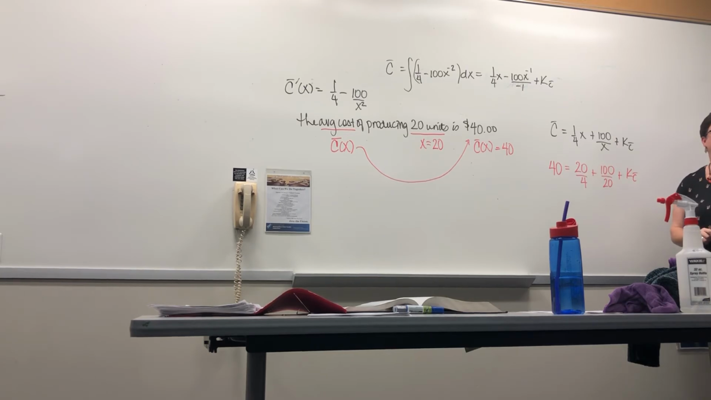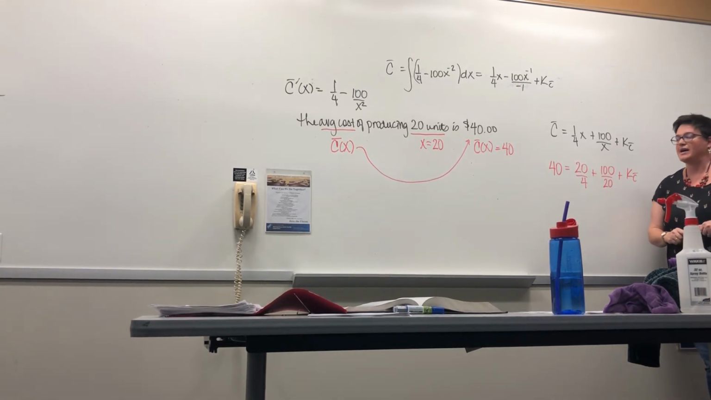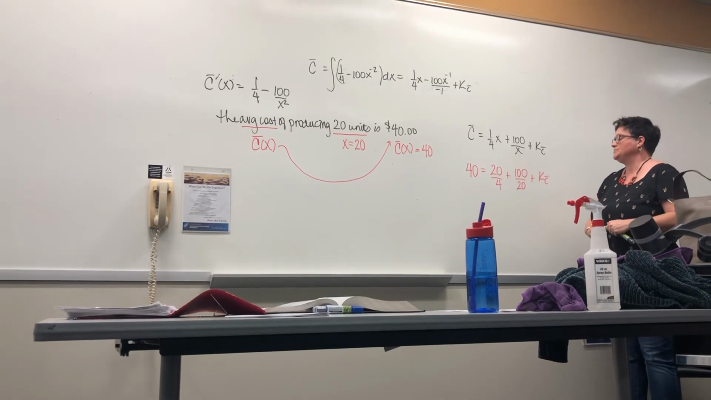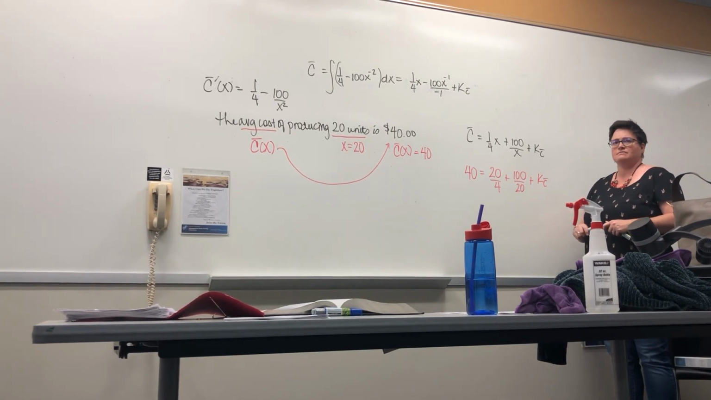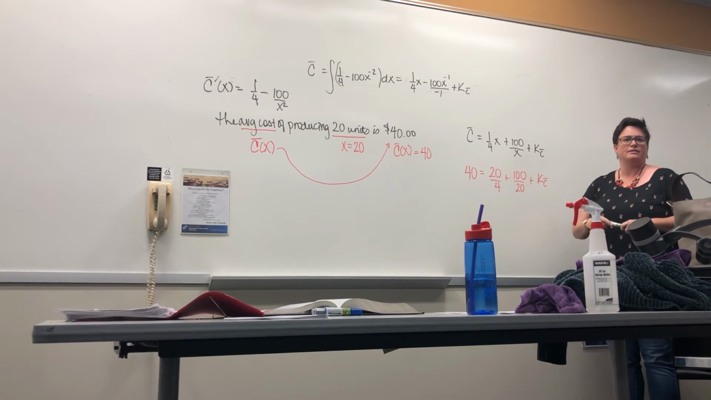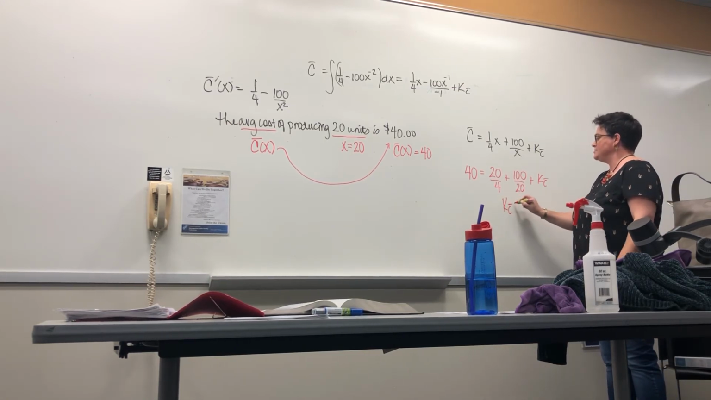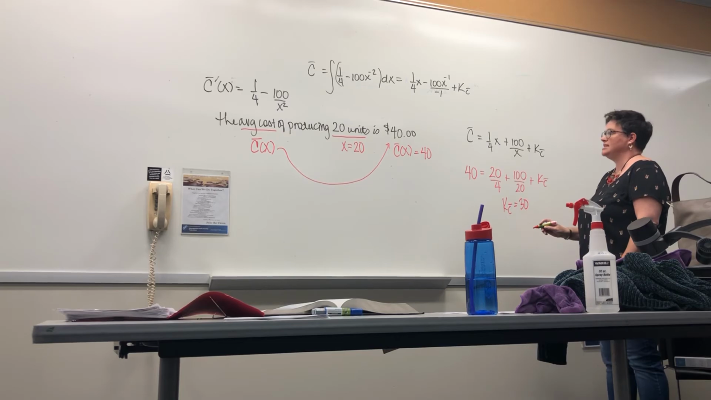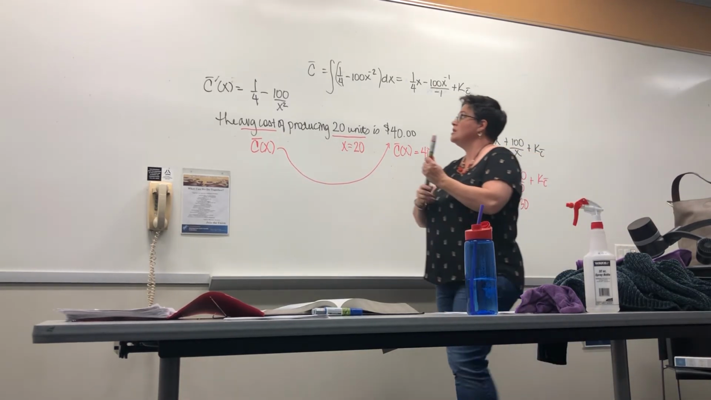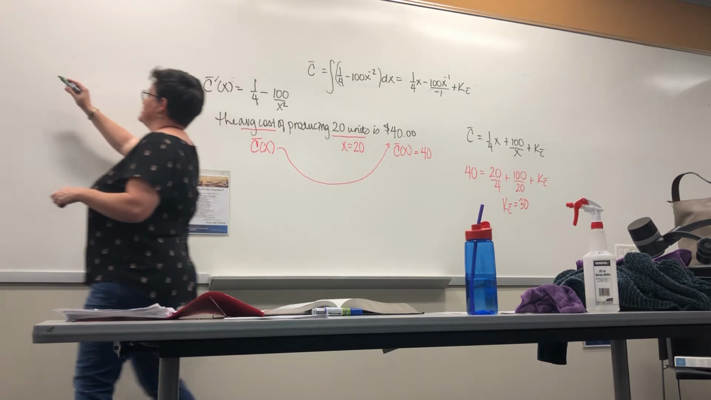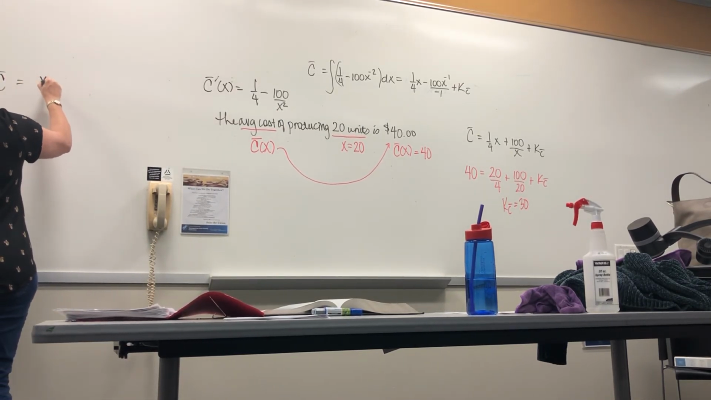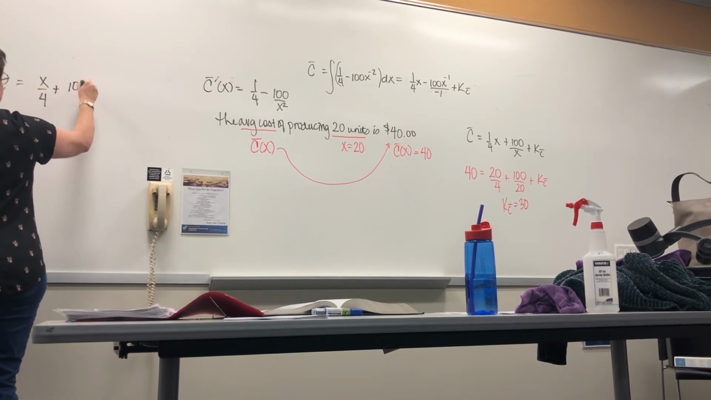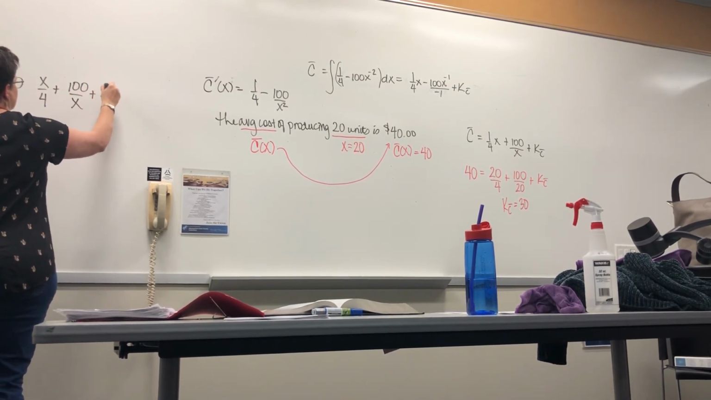Now do you guys see why this becomes important? What's 20 divided by 4? What's 100 divided by 20? 5. So 5 plus 5 is 10, and 10 plus what equals 40? 30. K sub C bar equals 30, and if you do the math, you'll see it. So now my true average cost function is C bar equals X divided by 4 plus 100 divided by X plus 30.